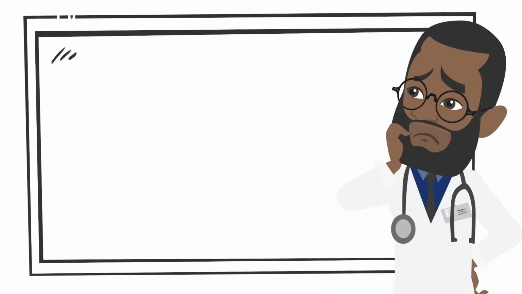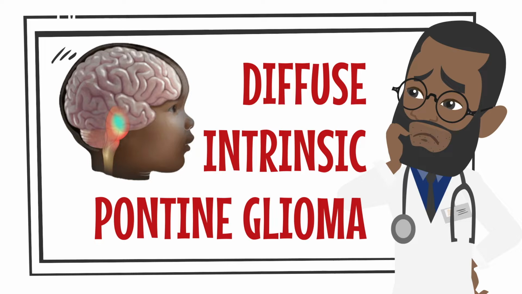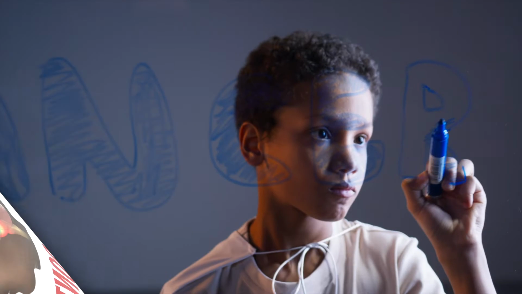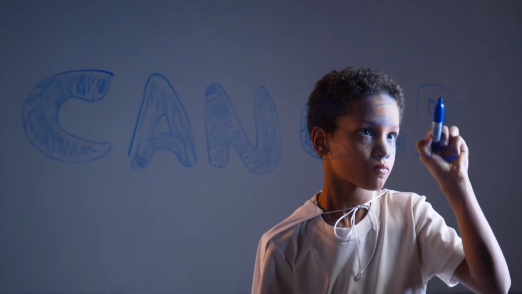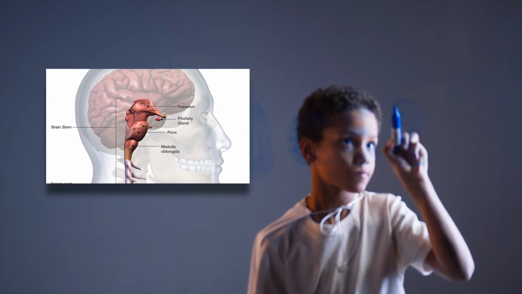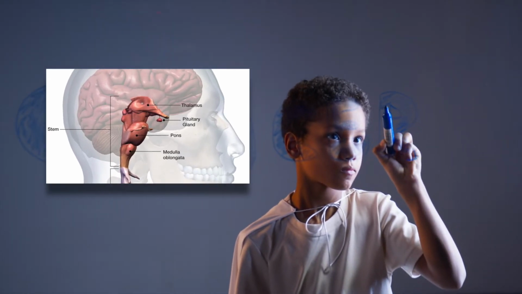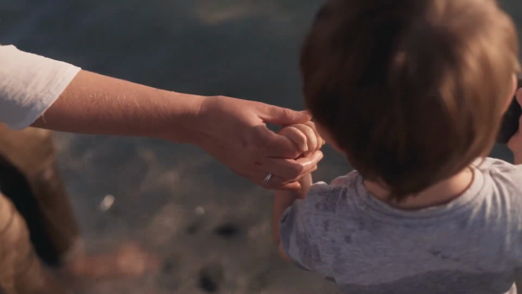My name is Dr. Magoha, and today I'll be taking you through diffuse intrinsic pontine glioma. Diffuse intrinsic pontine glioma is an aggressive type of childhood cancer that forms in the brainstem. They are very rare and almost always occur in the pediatric population. However, they have been described in adults as well.